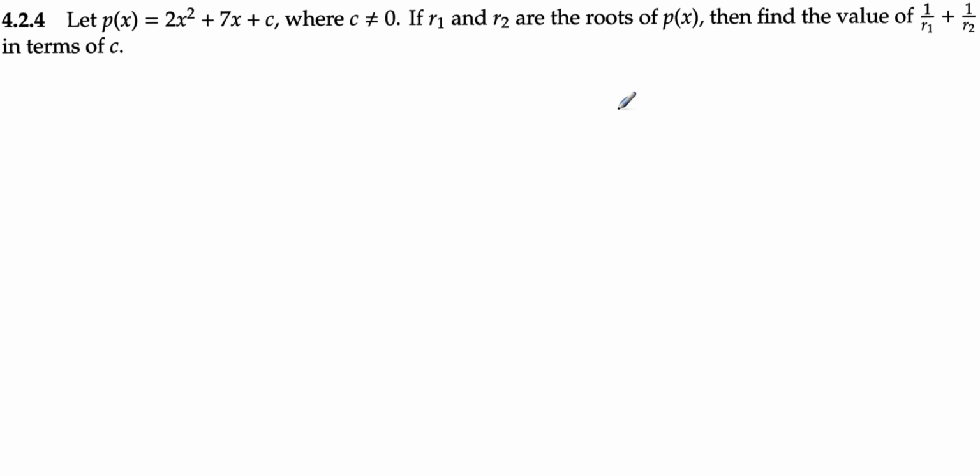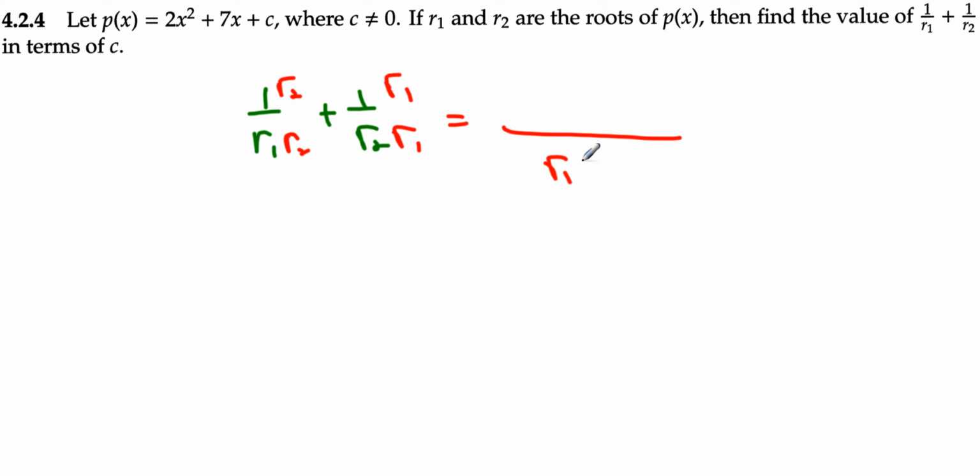All right, let's look at number 4. Let p of x be this way, where r sub 1 and r sub 2 are the roots of p of x. And what is this one? In fact, if I were to make 1 over r sub 1 plus 1 over r sub 2 have the common denominator, then I can multiply r sub 2 on the top and bottom for the first fraction, and r sub 1 top and bottom for the second fraction. Then the denominator is r sub 1 times r sub 2, but the numerator now becomes r sub 1 plus r sub 2.